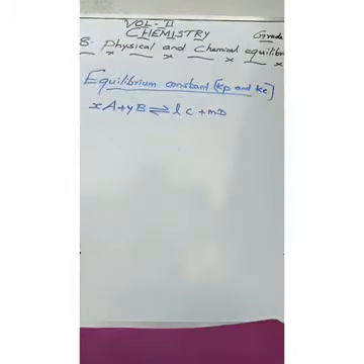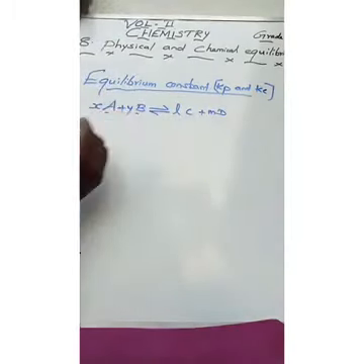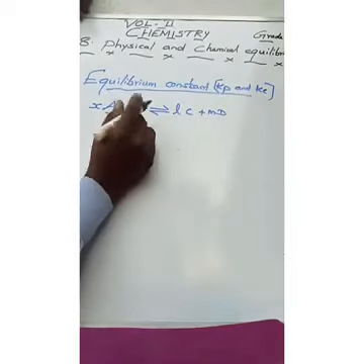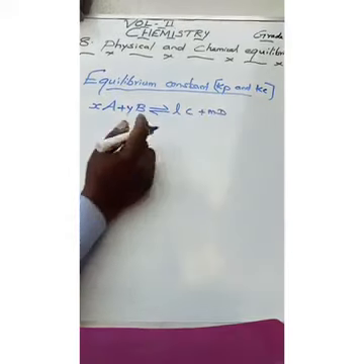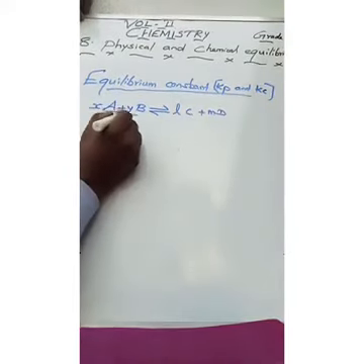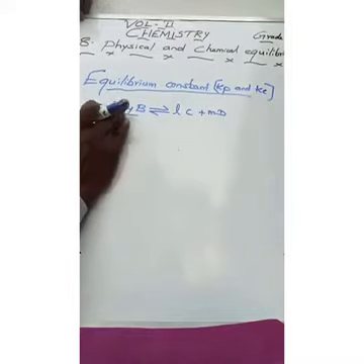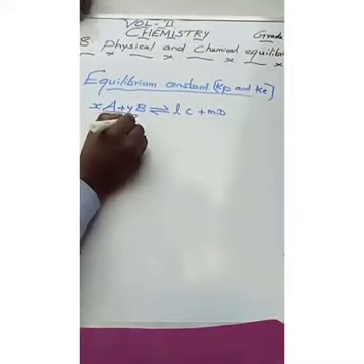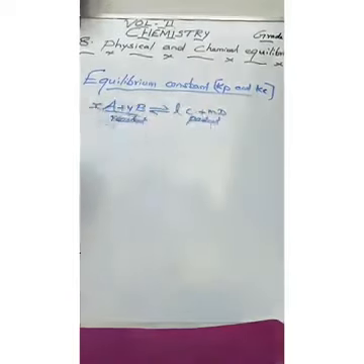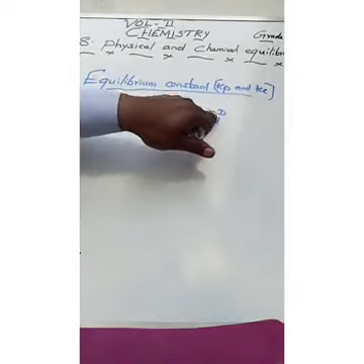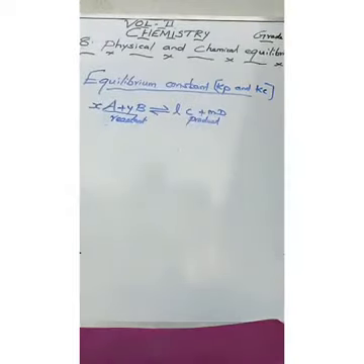Here, A and B are the reactants, and C and D are the products. What is x, y, l and m? These are the stoichiometric coefficients of A, B, C and D.